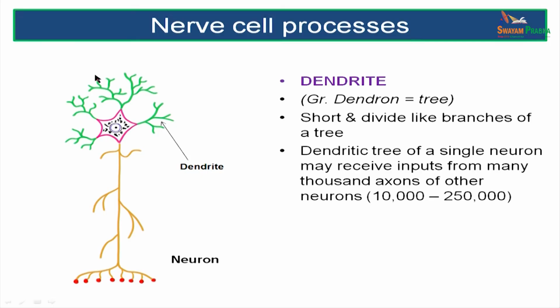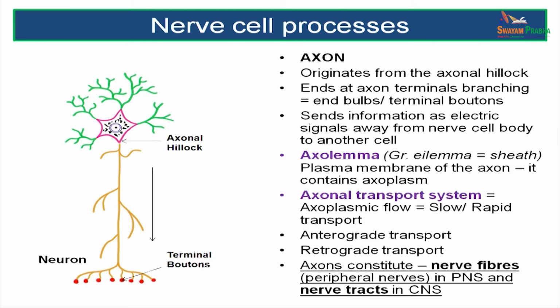Let's look at details of the dendrites. Dendron means the tree and they are short like the tree branches, and these receive impulses from the periphery or from other neurons. They can receive as many as 10,000 to 250,000 impulses from other axons or neurons.